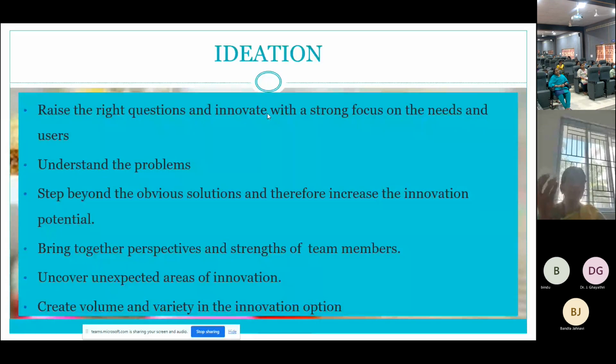Then you can keep an insight on the problems. You should understand the problems, then step beyond the obvious solutions, and therefore you can increase the innovation potential. Then you can bring together the perspectives and the strength of the team members, then uncover the unexpected areas of innovation, and you can create volume and variety in the innovation options.